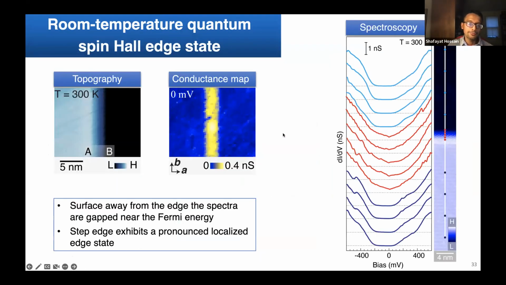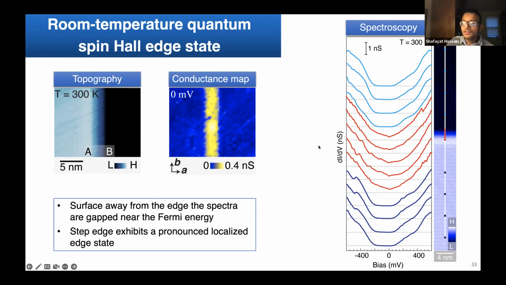Now that I've shown you the temperature dependence, it shows that, of course, there is a room temperature quantum spin Hall edge state. We can also do more measurements. For example, we can take a line spectra perpendicular to the step edge, and we move the tip away from the edge, then pass the edge and go to the other side. Away from the edge, there are these gapped spectra at 300 Kelvin, and then right at the edge and close within the decay length, there are gapless edge states.